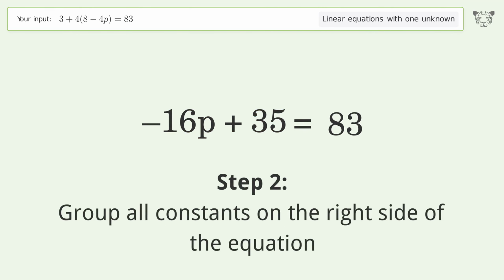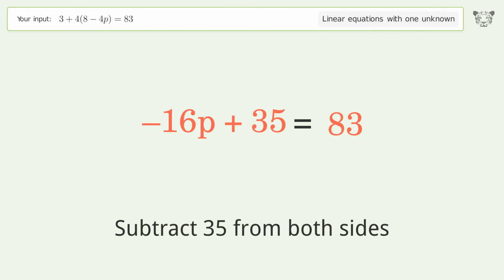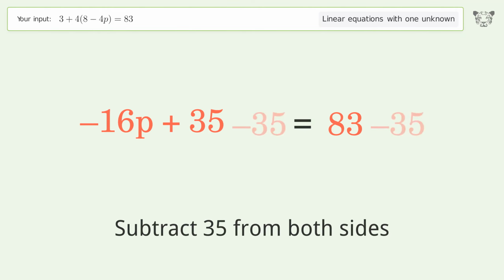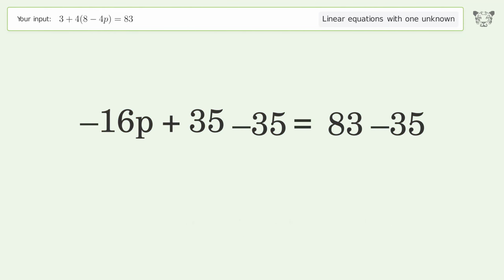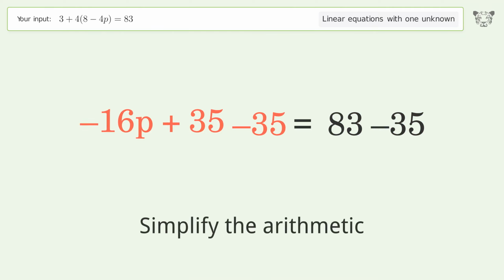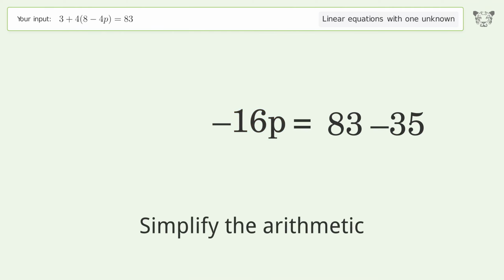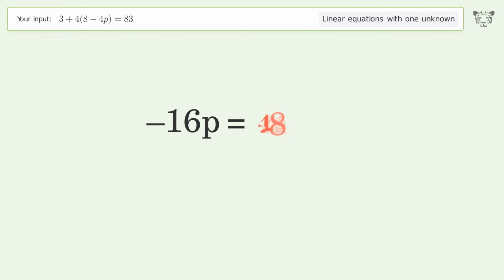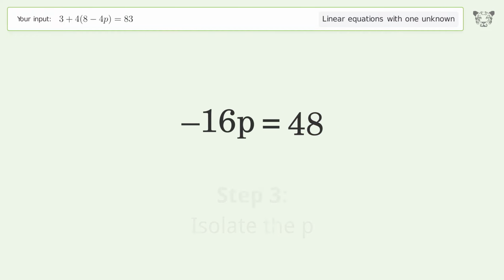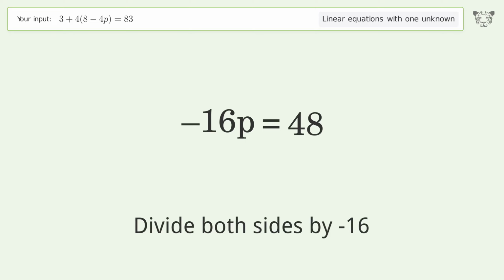Group all constants on the right side of the equation. Subtract 35 from both sides. Simplify the arithmetic. Isolate the p. Divide both sides by -16.